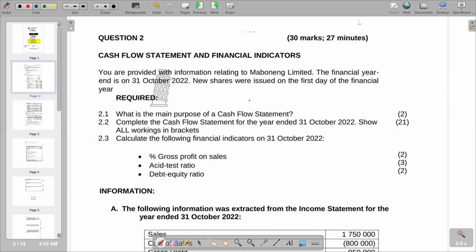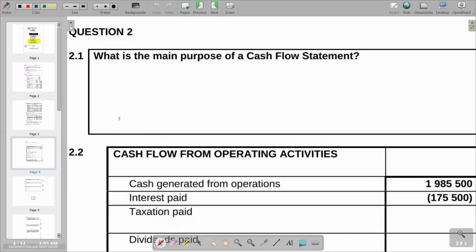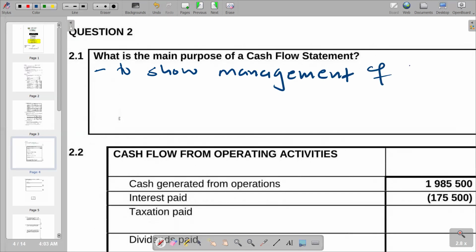So in terms of the main purpose, we can say the cash flow statement shows management of cash flow. Or you can explain it from the point of view that it shows the actual cash balances, that is bank balances, at the beginning and end of the period. We are just going to present 1 point according to our question. Remember, our question has 2 marks. So we are going to say the main purpose is to show management of cash.